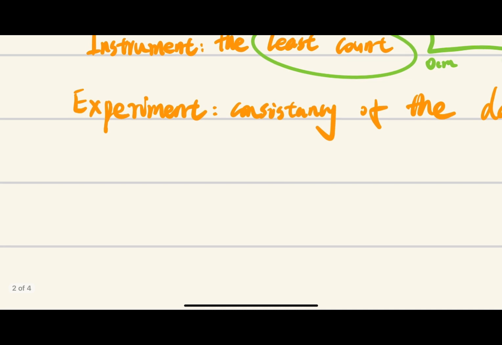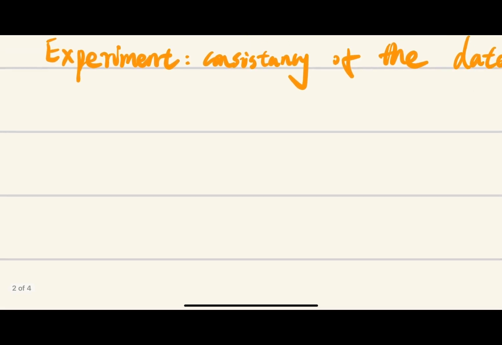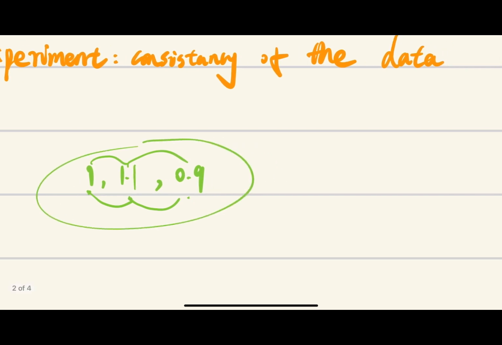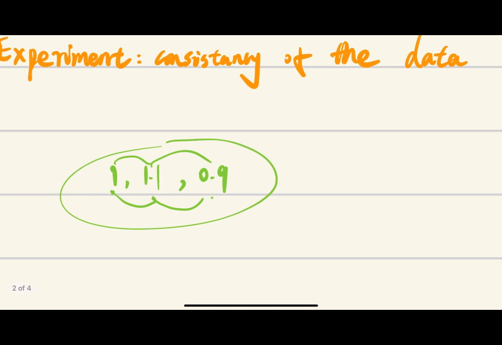Let's say in an experiment, you have completed 3 trials, and the first one is 1, the second one is 1.1, and the third one is 0.9. Here, 1.1, 1, and 0.9 are really close to each other, which means the difference between these values is really, really small. Consistency just means how close the values you are getting are to each other. If they're really close to each other, then you have a really high consistency in the data that you are getting.